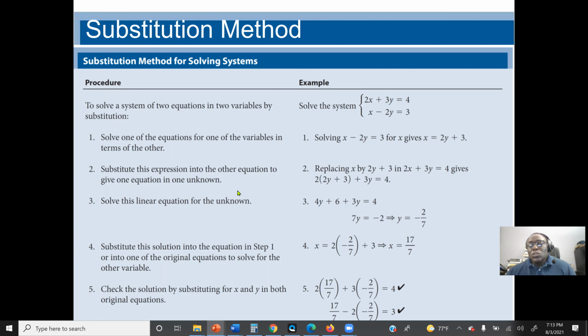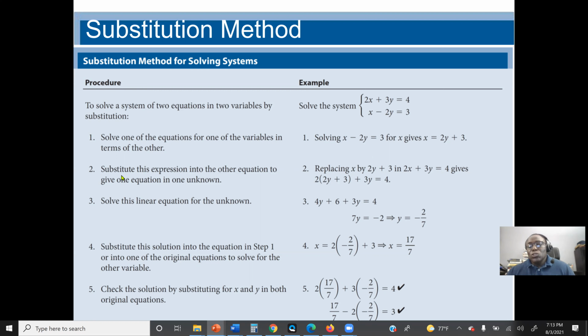Here we decided to take the second equation, which is x minus 2y equal to 3. Then we solve for x. So x minus 2y equal to 3 gives us x equal to 2y plus 3, because the minus 2y, when you cross the equal sign, is going to be plus 2y. So x equal to 2y plus 3.